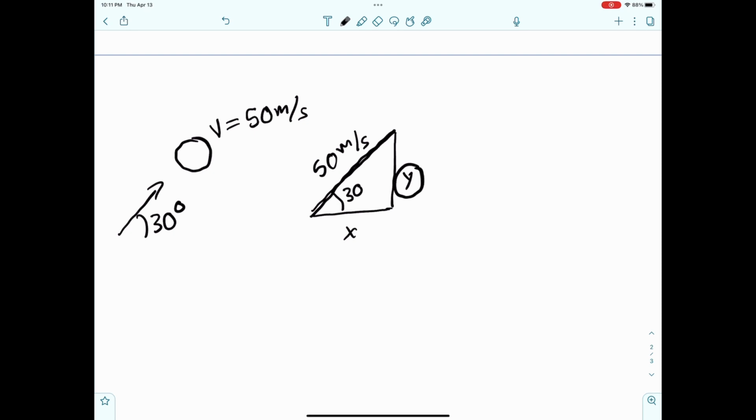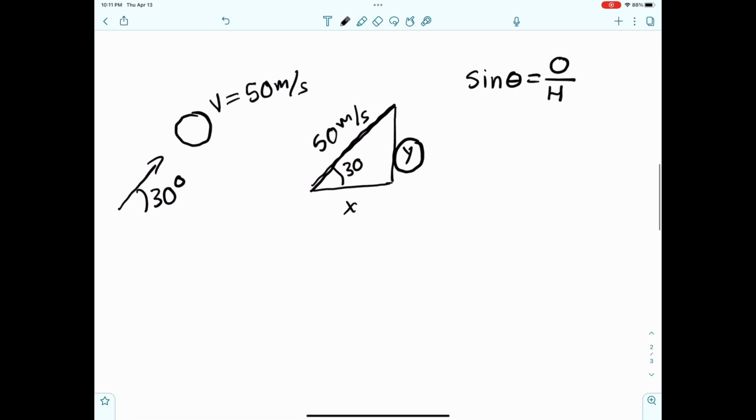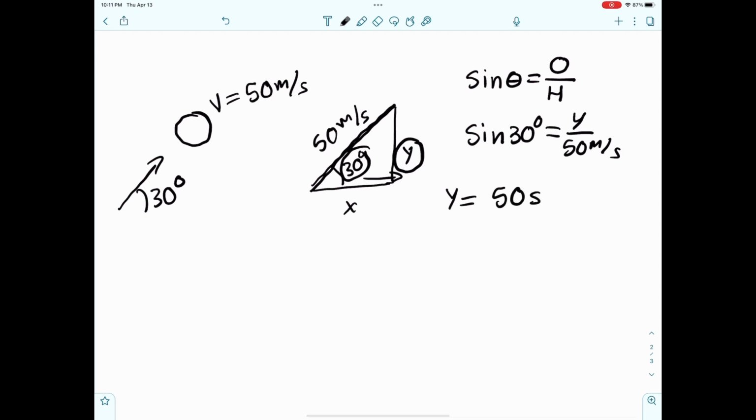If you remember your trigonometric identities, sine of an angle theta is equal to the opposite side divided by the hypotenuse of the triangle. In this case, if we take 30 as theta, we get sine of 30 degrees is equal to the opposite of this angle, which is y, divided by the hypotenuse of 50 meters per second. So we get the y component of our velocity is equal to 50 sine 30 meters per second.